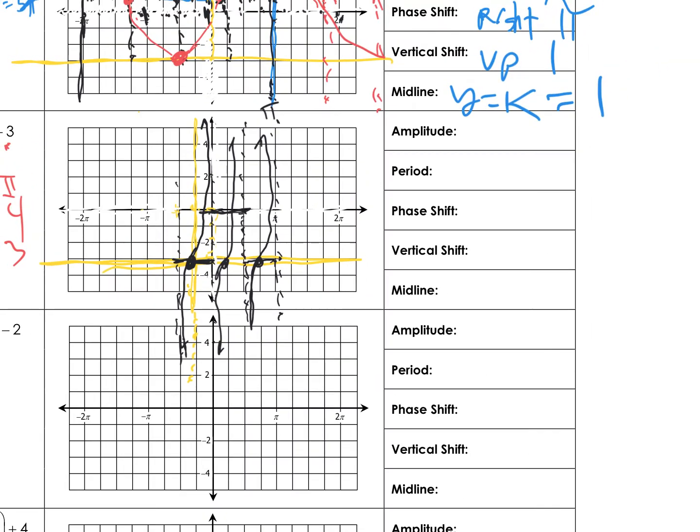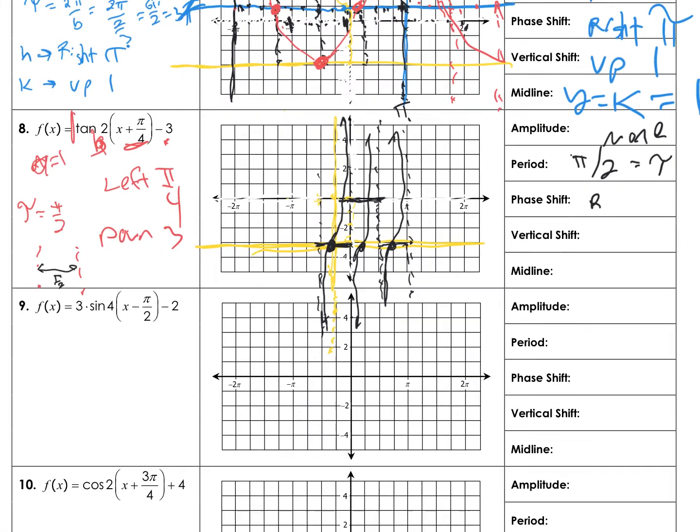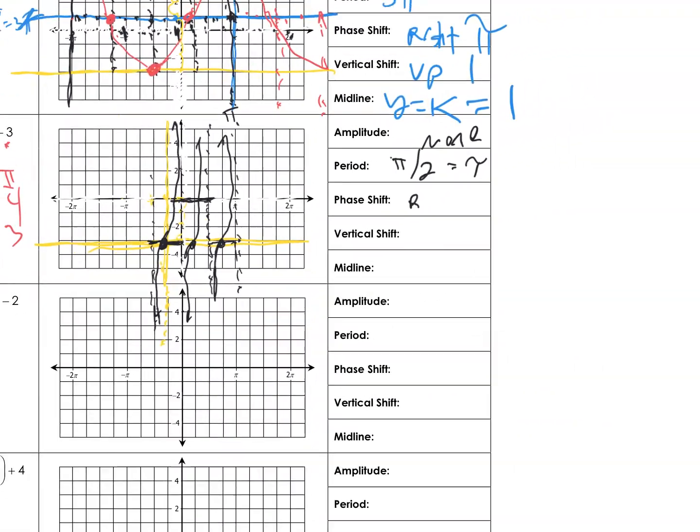My amplitude, really there's none. My period we calculated was, what did we say it was? Pi over 2. My phase shift was, no, was it right or left? I don't remember. It was left. The original one, I went left, pi over 4. Vertical shift was down 3. And my midline was y equals k, which was 3, which is how far I went down from the 0.